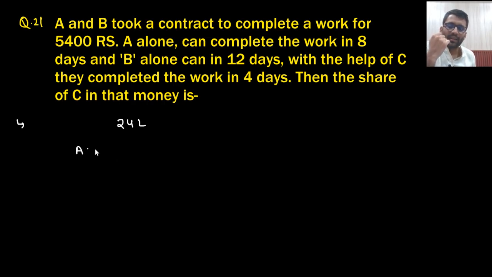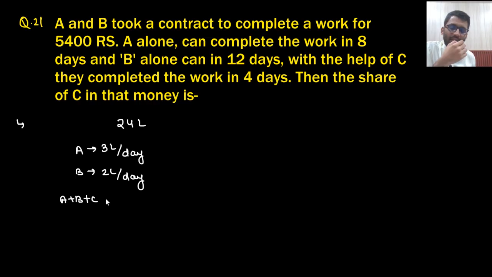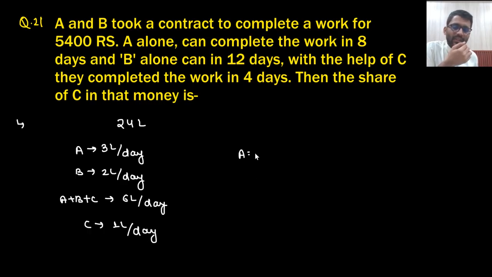So work is eating 24 laddu. So A can do the work in 8 days, that means 3 laddu per day. B can alone do it in 12 days, that means 2 laddu per day. And with the help of C, that means A plus B plus C combined in 4 days, that means 6 laddu per day. So C is eating 1 laddu per day. What is the ratio of their efficiency? If A does 3 work, B would do only 2 work and C would do 1 work.